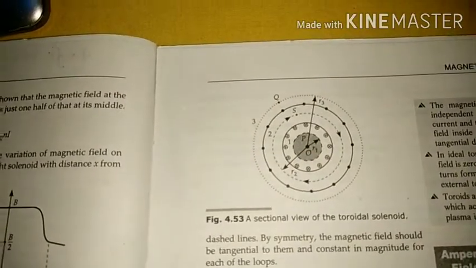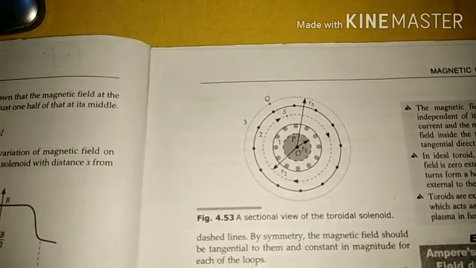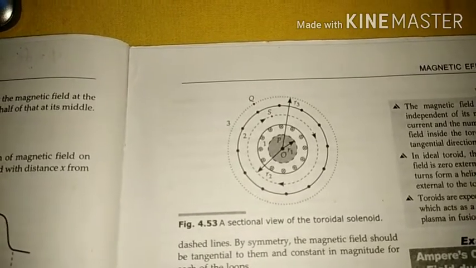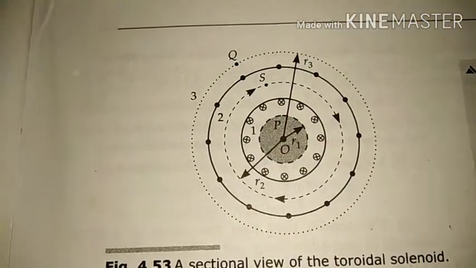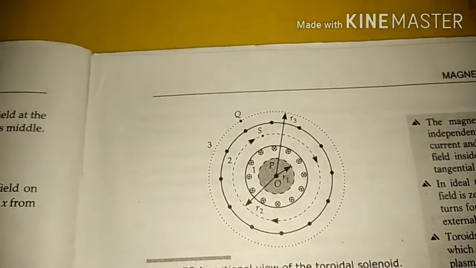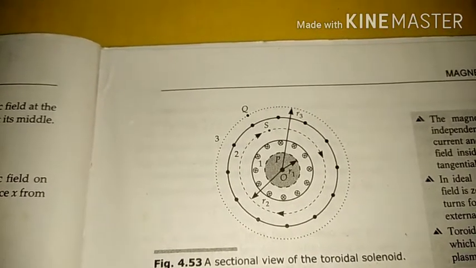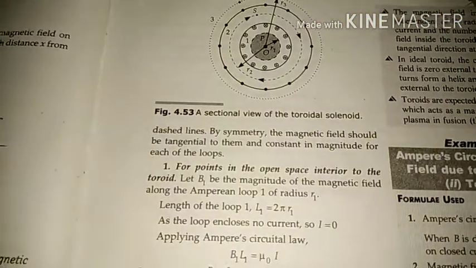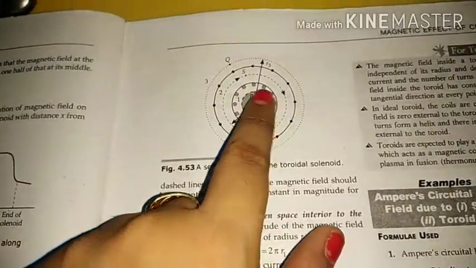Okay, so here we consider the magnitude, because this is a circular form, so the magnitude of the magnetic field is constant everywhere. So we consider B1 to be the magnitude of the magnetic field along Amperian loop 1 of radius R1. Here you see this will be the radius of the first Amperian loop in the open space interior. So the length of the Amperian loop will be the circumference of the circle. So L1 equals 2 pi R1. As the loop encloses no current, no current is there.